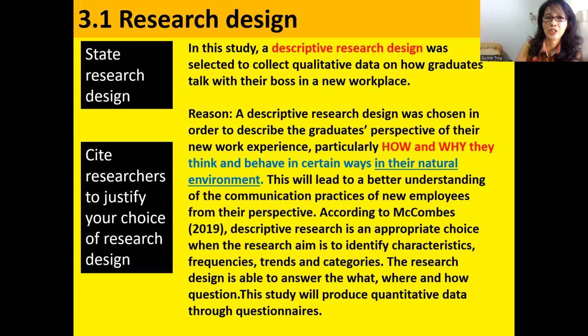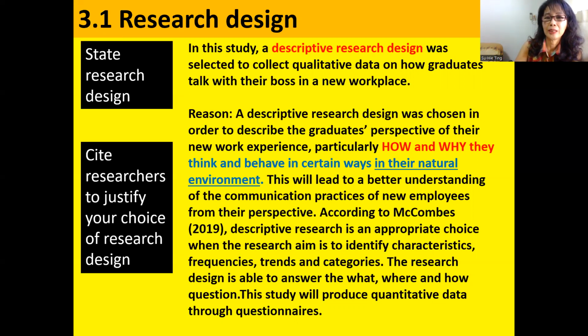First, we state the research design. 3.1, research design. In this study, a descriptive research design was selected to collect qualitative data on how graduates talk with the boss in the new workplace. Next, we cite researchers to justify the choice of research design. This is very important, the reason why we chose descriptive research design.